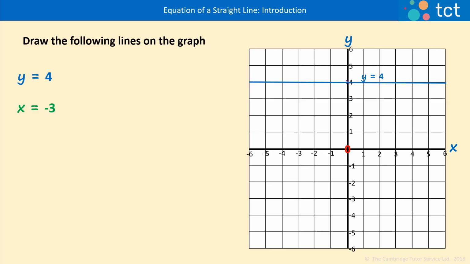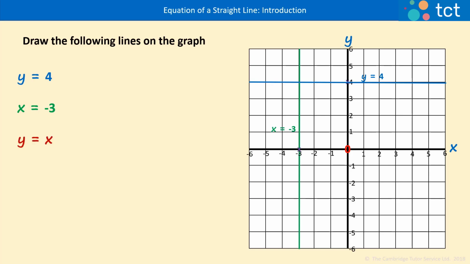X equals -3. So for this one, we locate -3 on the x-axis. And there's -3, and we draw a line that intercepts that. That line is x equals -3.